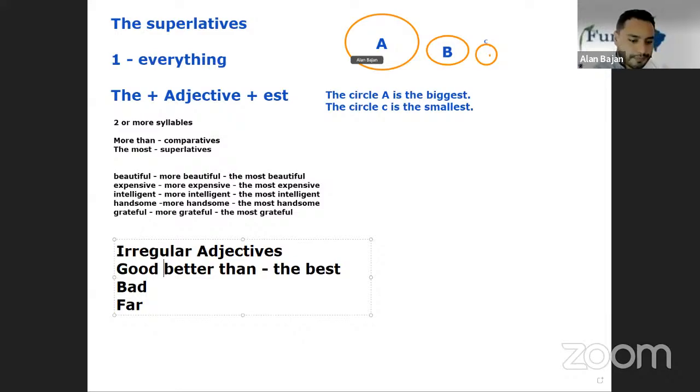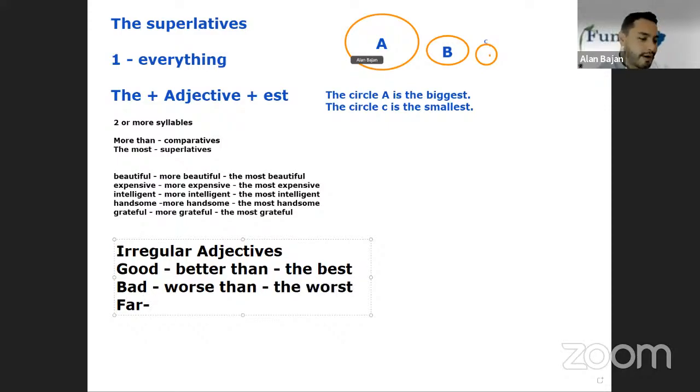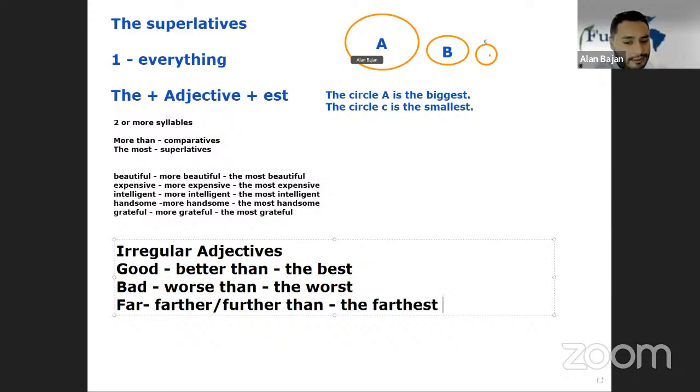Bad, worse, worse than, and the worst. Far, we have farther, or we can say further than. For superlative, we have the farthest, the furthest.